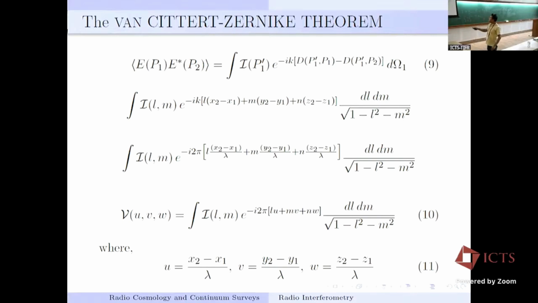So I can define this x2 minus x1 by lambda as u, y2 minus y1 by lambda as v, and z2 minus z1 by lambda is equal to w, right? If I do that, then this equation becomes e to the power i 2 pi (l into u, m into v, and n into w). I'm just defining it. When I'm expressing it in units of lambda, I just choose to call it u. That's about it.